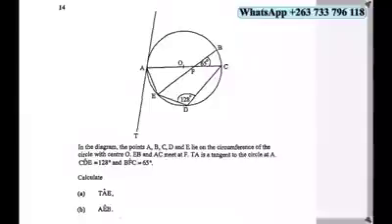Number 14. In the diagram, the points A, B, C, D, and E lie on the circumference of a circle with center O. EB and AC meet at F. T is tangent to the circle at A. Angle CDE is 128 degrees and angle BFC is 65 degrees. Calculate angle TAE. This is TAE. Then angle AEB. This is AEB.